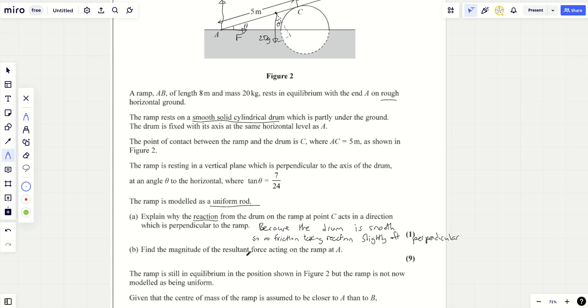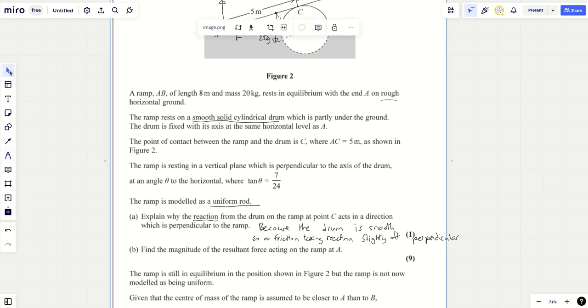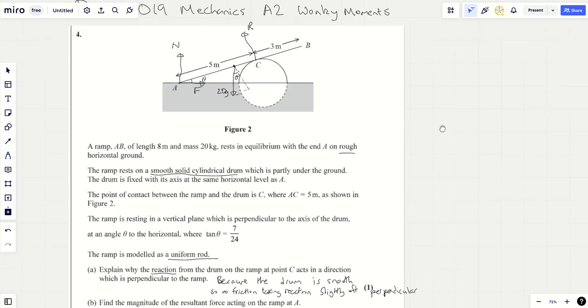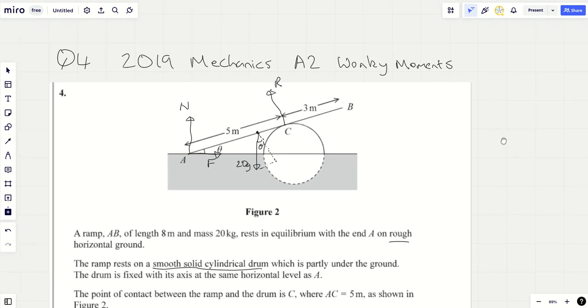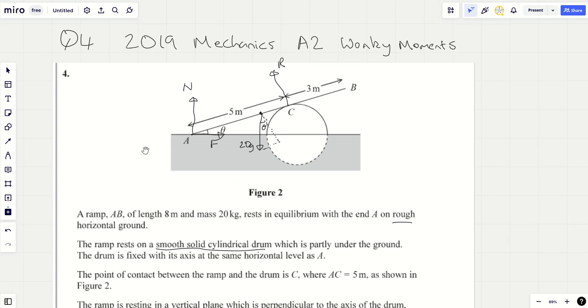Okay, we've got to find the magnitude of the resultant force acting on the ramp at A. 9 marks. Well, we're going to have to do everything then for these 9 marks, aren't we? Because in these questions, and I've said it before and I'll say it again, you always have to take moments once, never more than once, and then you have to do uppies equal downies and lefties equal righties. That's how you do all of these questions, every single one. Okay, so let's have a go at it.